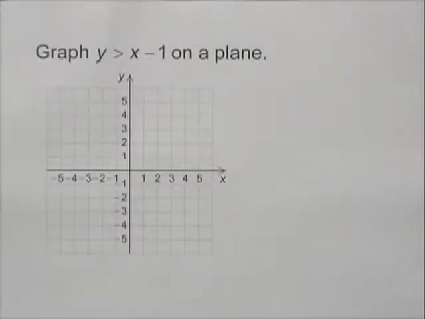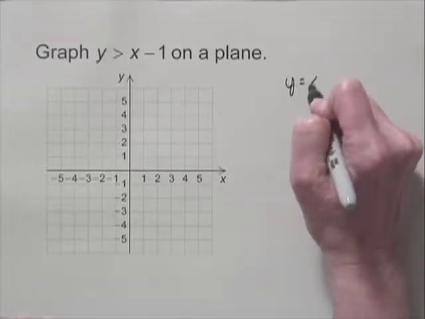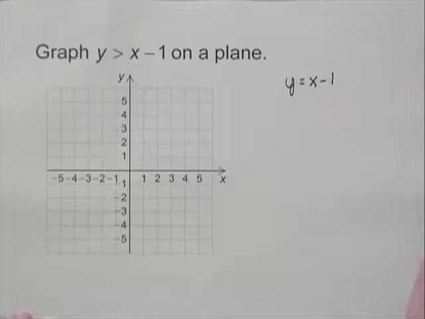How do you graph y is greater than x minus 1 on a plane? Well, we'll start by graphing the equation y equals x minus 1. And let's find 2 points on this line.